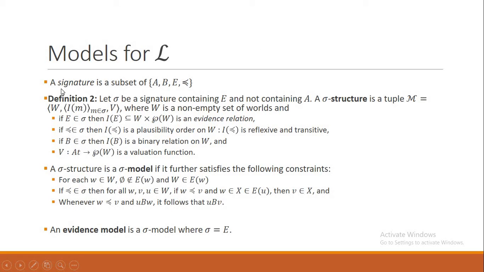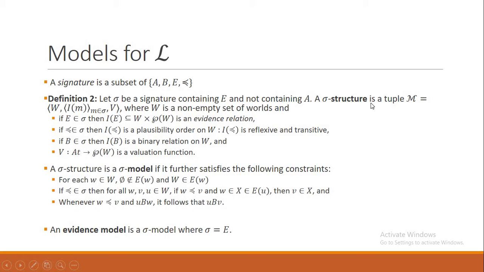Now some more definitions. First off, a signature is a subset of our modal operators, A, B, and so on. A signature is just a subset of our possible modal symbols. Now, let sigma be a signature containing E and not containing A. The reason the authors mention for not including A in the signature in this definition is that they consider A to be always taken. So even if our signature is just B, or if our signature is B and E, and A is not mentioned in it, we still have A with us. We're always taking the modal operator A.